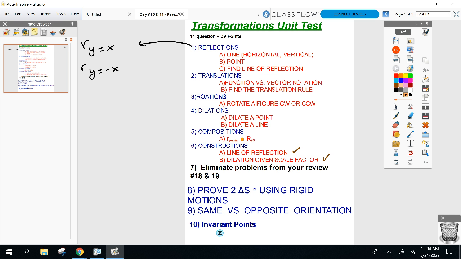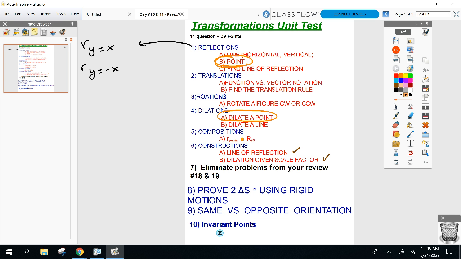And then how to dilate given a scale factor of either 2 or 1/2. Both are in at the end of your review packet. If you weren't here on Friday, make sure you eliminate questions 18 and 19. They have nothing to do with what's on there. And the only other thing, just watch out. Make sure you know the difference between reflecting through a point versus dilating a point.